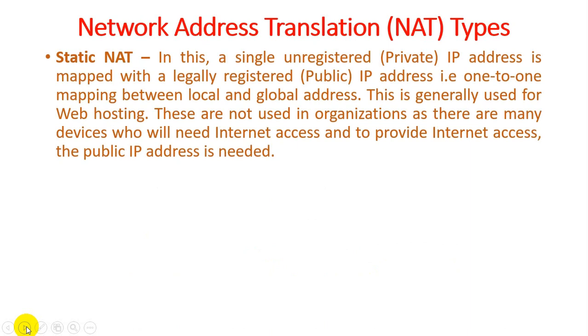First is static NAT. In this, a single unregistered private IP address is mapped with a legal registered public IP address. Please be focused on this. It is a one-to-one mapping between local and global address. This is generally used for web hosting. Like if someone is hosting his or her private website on the global market, they have a private IP address and are putting their documents on a public address. So it is known as one-to-one mapping.